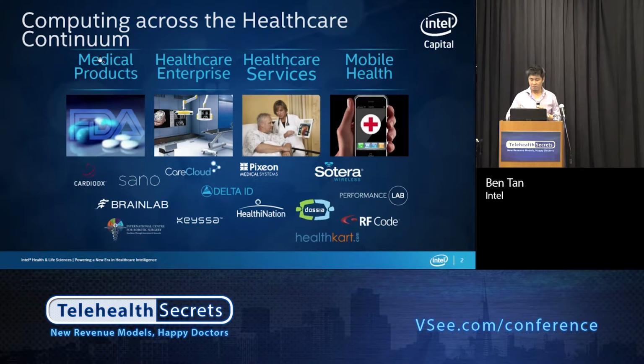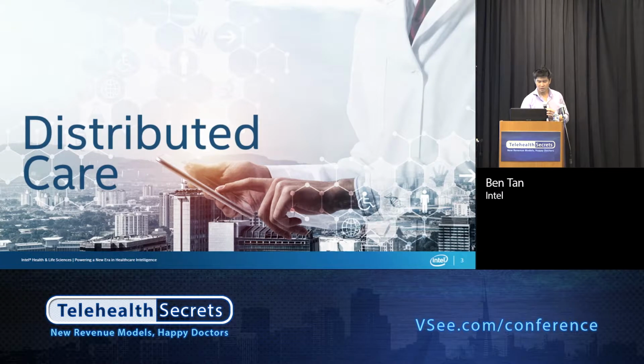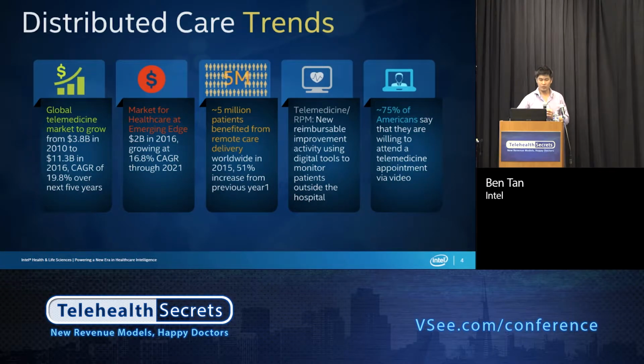But today we're going to talk about mobile health, and specifically this is called the Intel Health Application Platform. As opposed to high dollar, which is on the cloud side, this is high volume and low ASP products, which we bring to the market through OEMs. So distributed care, a couple of quick stats around this, one of which is the CAGR.